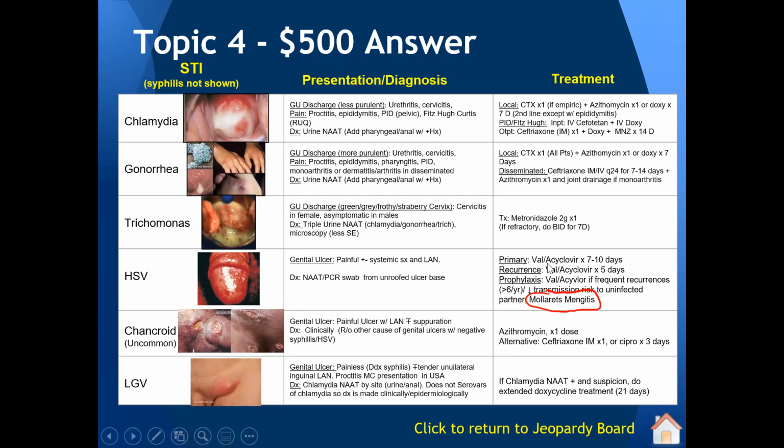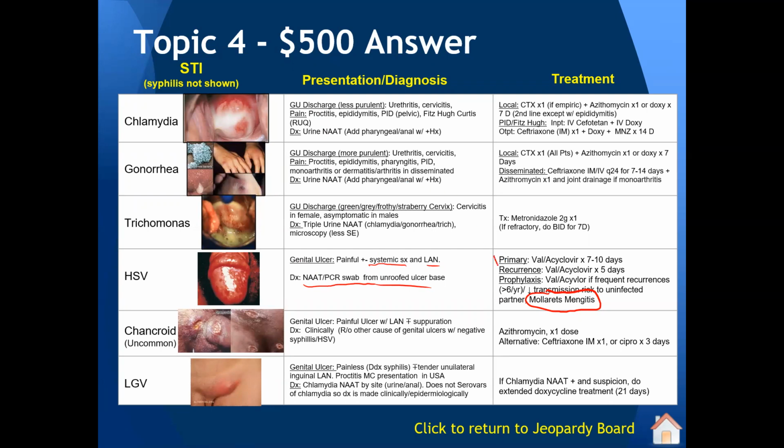I wasn't going to ask you how to treat HSV, but remember HSV causes very painful genital ulcers. They may have systemic symptoms and lymphadenopathy as well. You're going to diagnose this with a NAT or PCR, but you need to do it from an unroofed ulcer base. So it has to be unroofed, and if you have to pop it, you've got to pop it.